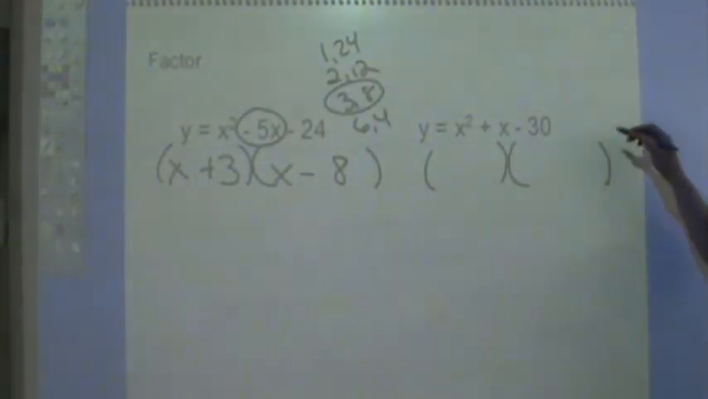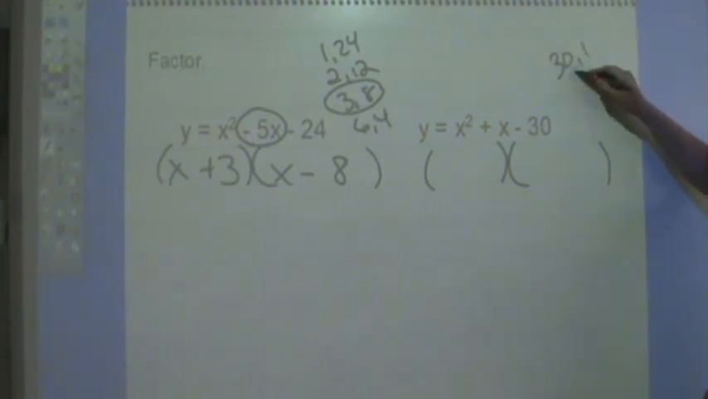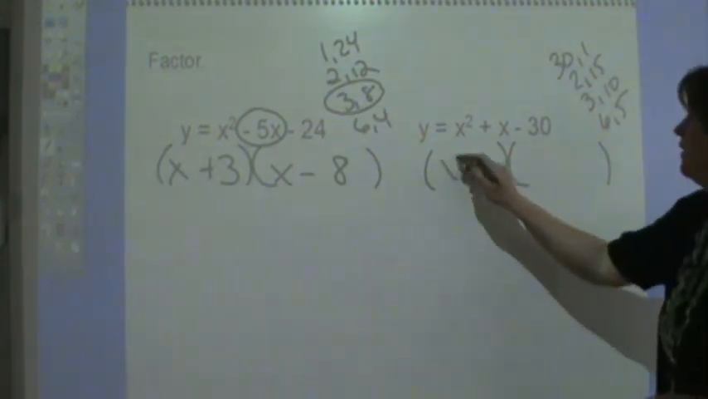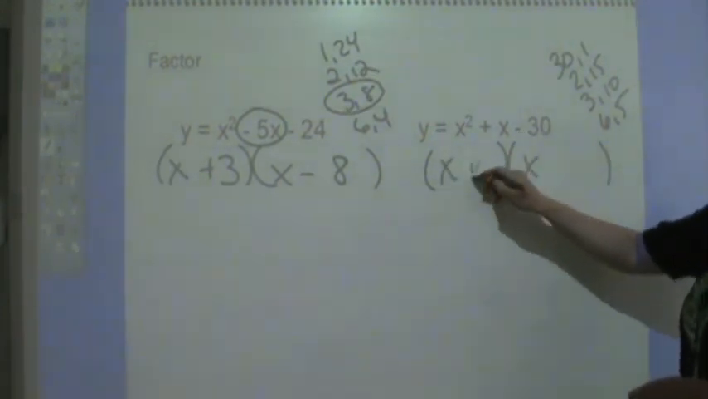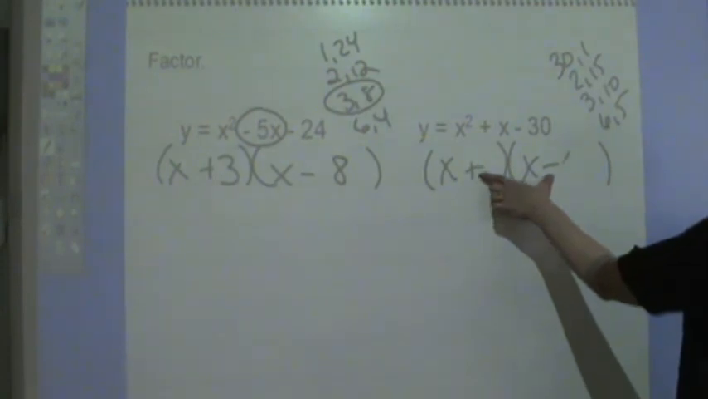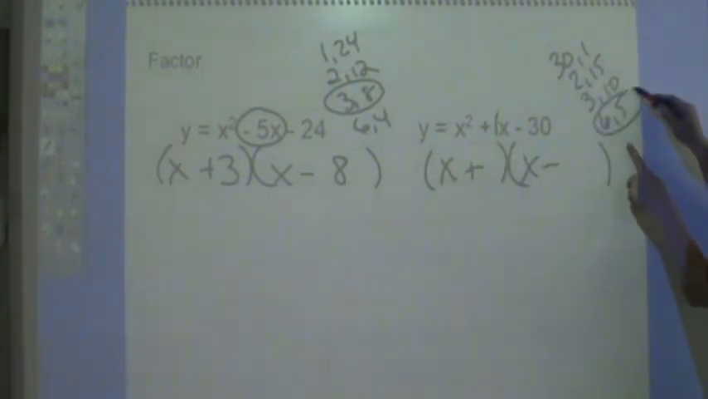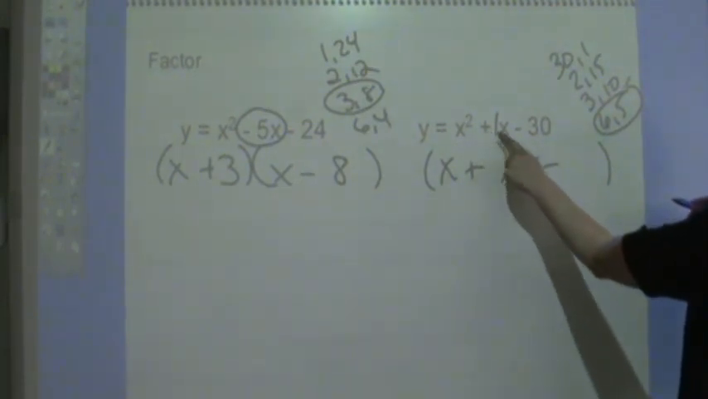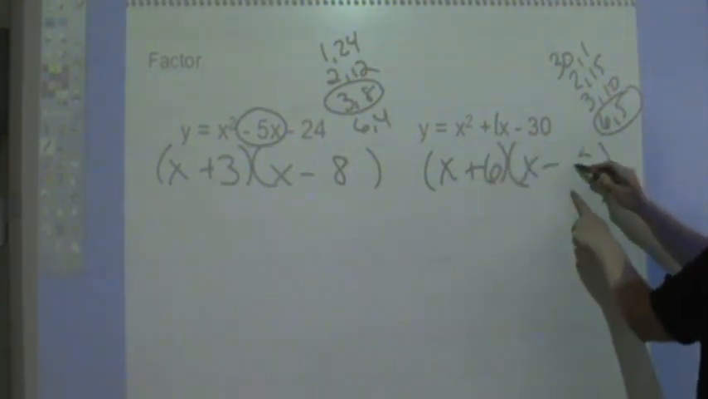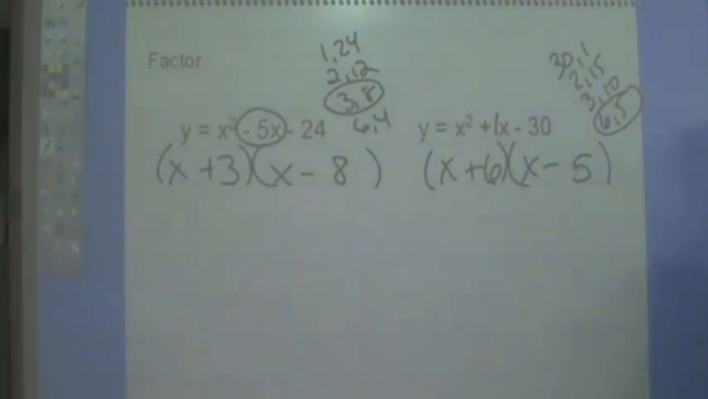All right, 30 and 1, 2 and 15, 3 and 10, and 6 and 5. All right, this tells me it's one of each sign, which means I have to subtract to get 1. All right, so obviously my choice is here. I want a positive 1, so my bigger number has to go here, and then that would be my factored answer.